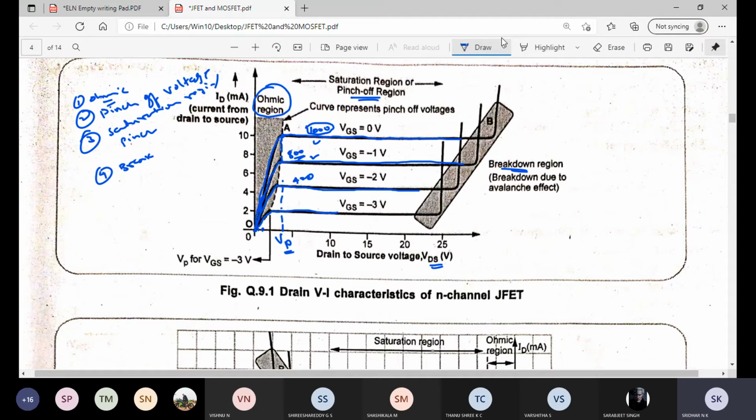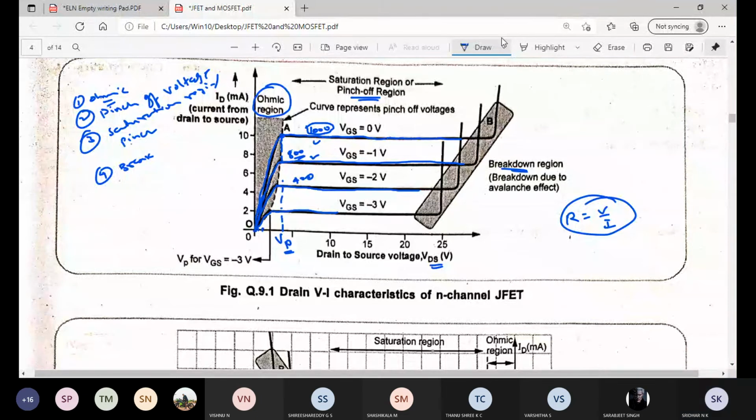From here to here, the current increases with voltage applied. That means it is a resistance. What is resistance? R is equal to V by I. So as current increases, voltage also increases. So this is the ohmic region, meaning resistance region. From here to here, as voltage increases, current also increases linearly. That's why this region is called the ohmic region. The circuit behaves like a perfect resistor in this region.